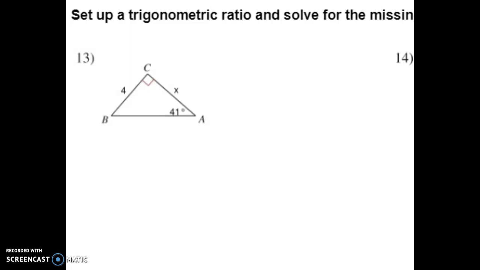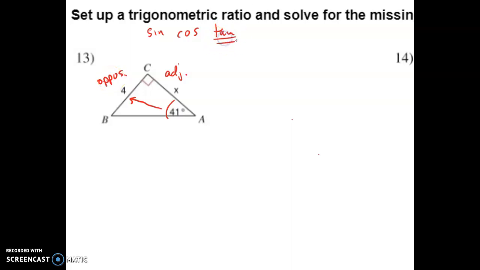All right, we want to set up a trig ratio and solve for the missing side for this right triangle here. So first thing to recognize, here's my reference angle. It's 41 degrees. It projects to this side, which makes this the opposite. And the side that's next to it is the adjacent side. So I need a trig function, either sine, cosine, or tangent, that's going to relate the opposite to the adjacent.